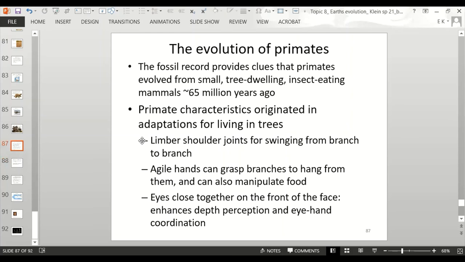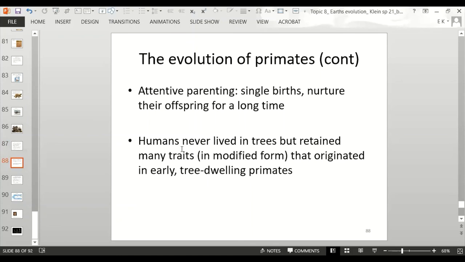So if we look back, humans have limber shoulder joints. Okay, so if you're gonna go on the monkey bars in a playground, you're able to do that if you have limber shoulder joints. Like an elephant is not able to go on the monkey bars on a playground. But primates, including humans, can. Humans have agile hands that you can grasp the monkey bars, you can grasp food, you can peel a banana, we can use a scissor, things like that. And humans have eyes that are close together, right? If you look at an elephant, the eyes are on the different sides of the head from each other. So that's not eyes that are close together on the front of the face. So humans retained a lot of the original traits from primates that primates evolved with as adaptations for living in trees, but there is no evidence that humans ever lived in trees.